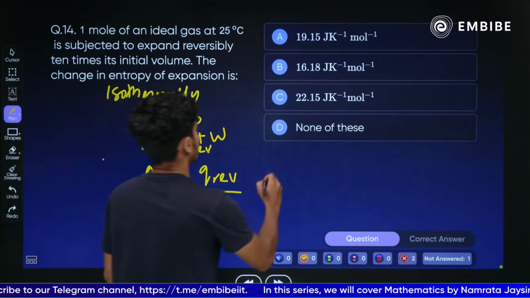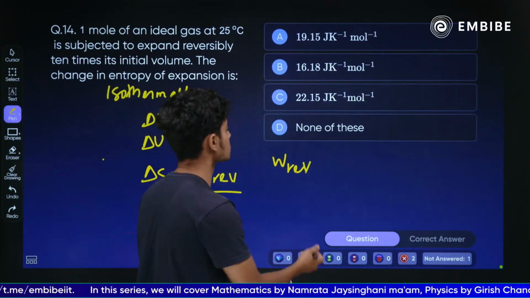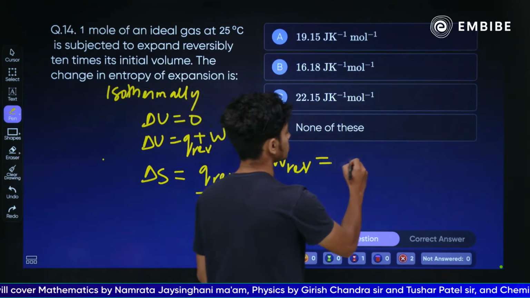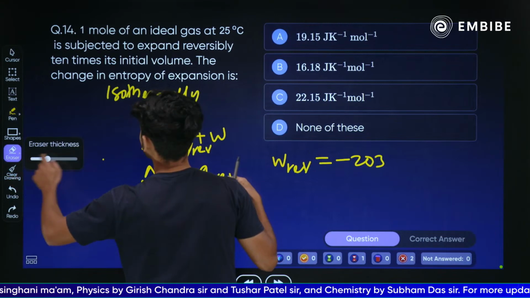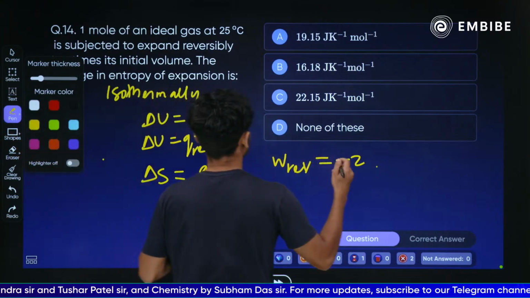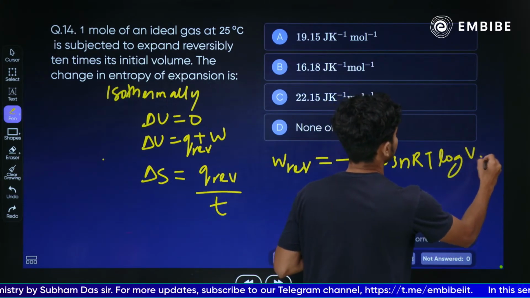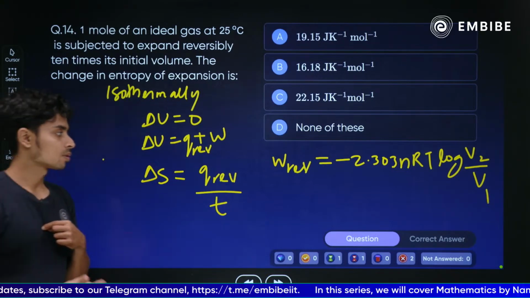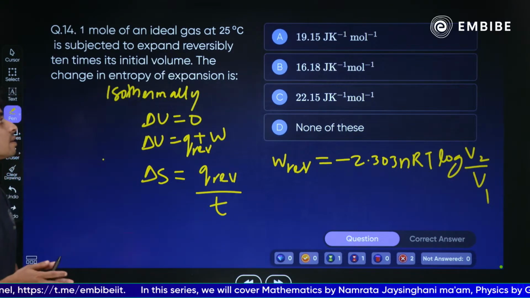And the work formula in a reversible isothermal process is equal to minus 2.303 nRT log of final volume by initial volume. Okay, this is your reversible isothermal process formula for work done. Okay, so using these four formulas, you can get the answer.